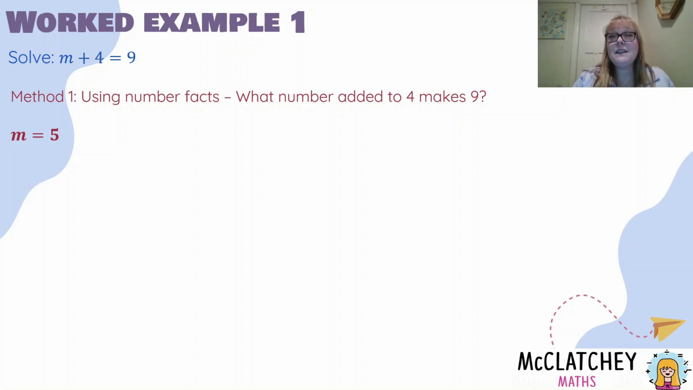Some of us know these number facts in our head off by heart. What number do I have to add to 4? 4 plus 5 makes 9. That's the first method. Now, for one-step equations, it's a valid method and it's a very quick method if you're good with your number facts.